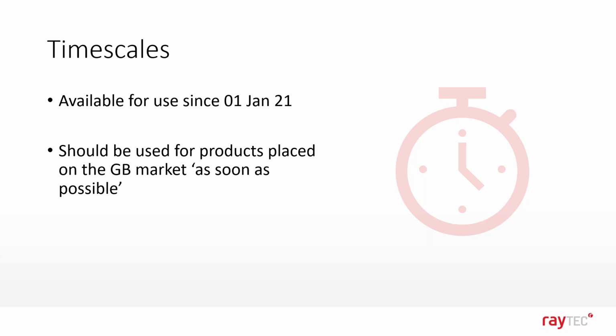However, the advice is that the UKCA mark should be applied to products as soon as possible and absolutely must be in place before the 31st of December 2021. This is when the grace period comes to an end, and from this date only the UKCA mark will be recognised for products placed on the GB market.